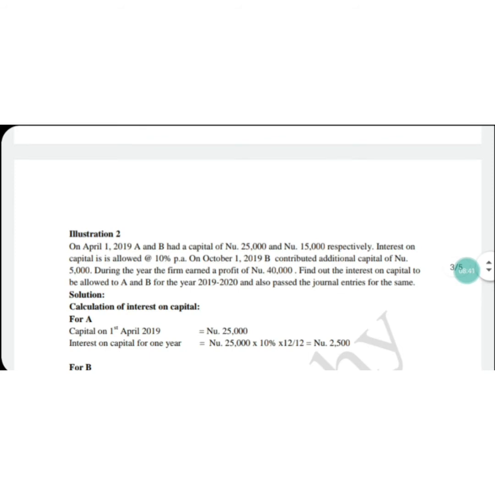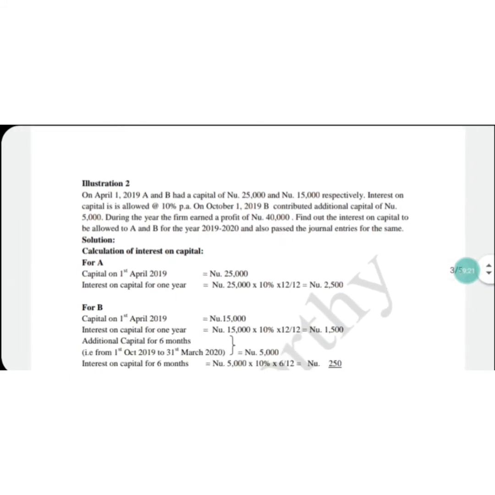Here, the opening capital for A and B is 25,000 and 15,000. One of the partners, B, is contributing an additional capital of 5,000 in the middle of the year, that is on October 1st, 2019. So how will you calculate the interest on capital for both the partners? For A, you have to take the capital in the beginning of the year, that is 25,000, the rate is 10%, and that capital has been used by the business for 12 months. So 25,000, 10%, 12 divided by 12 equals 2,500. When you calculate it, it comes to 2,500.